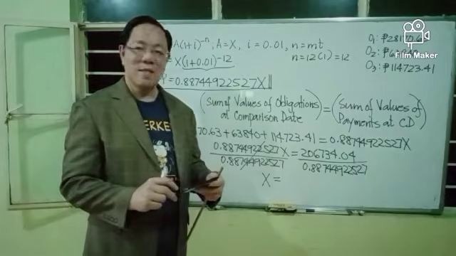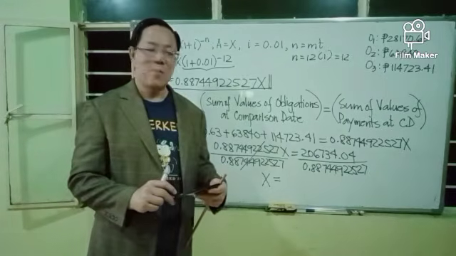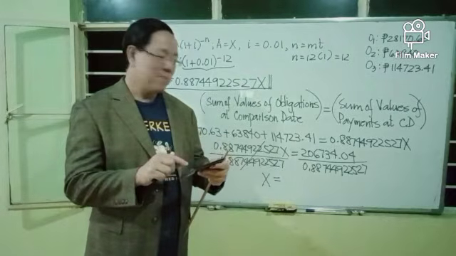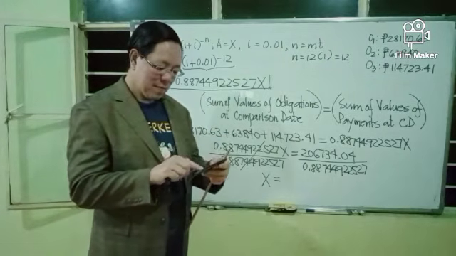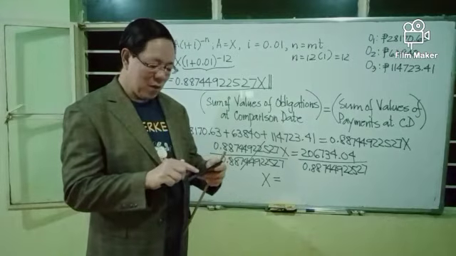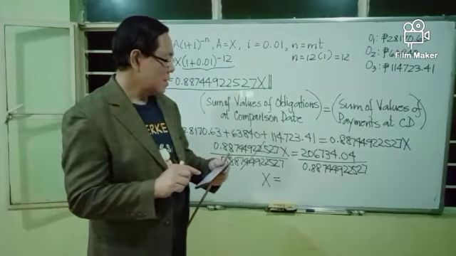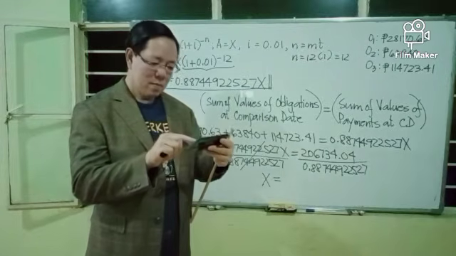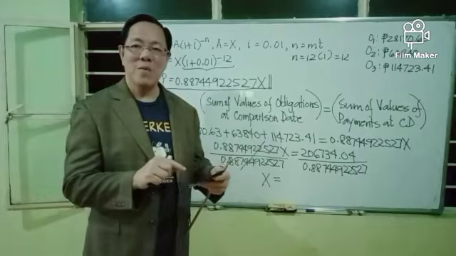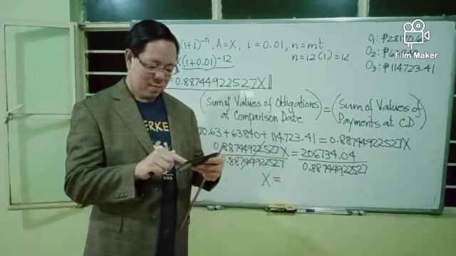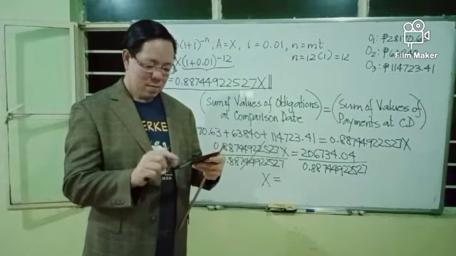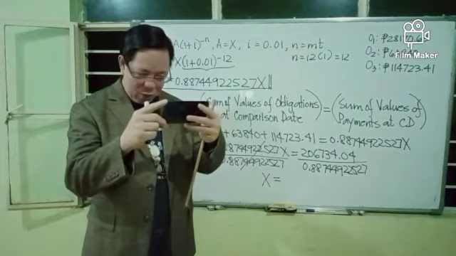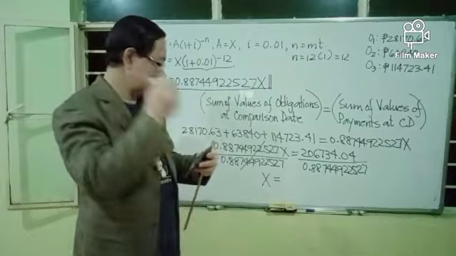We have 206,734.04. Divide that by 0.88744922527. And you should get 232,953.